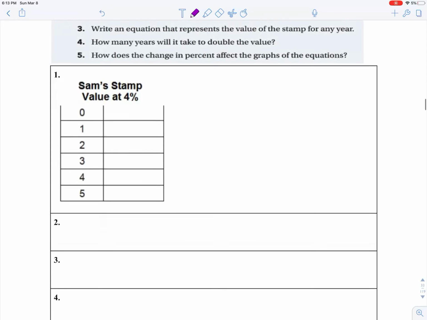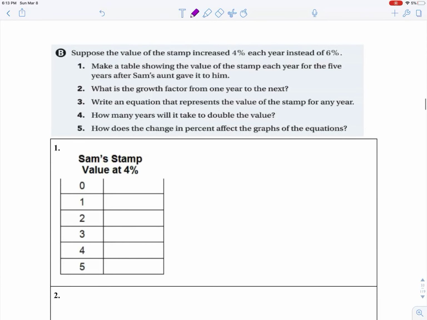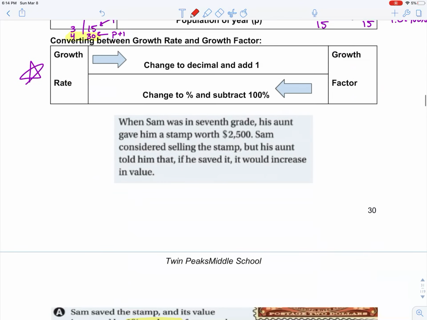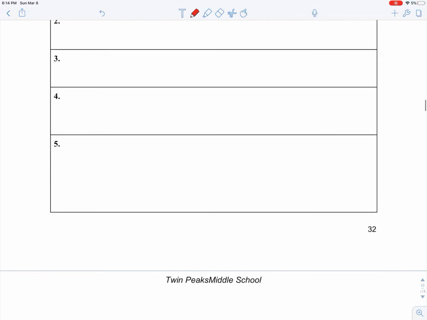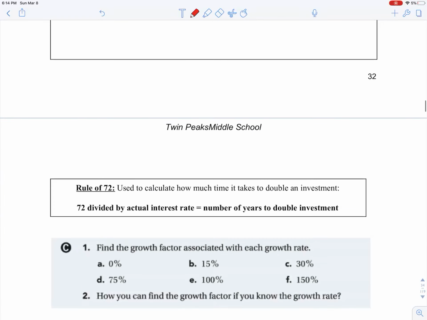Now, what I would like you to do, we are going to do question B, except you guys will do this in your groups. So it says, suppose the value of the stamp increased 4% each year instead of 6%. So your growth rate is now 4%. You must change that growth rate into a growth factor. So refer back to your reference pages if you forget how, okay? All right, so pause the video. Go ahead and work through this problem in your groups, please.